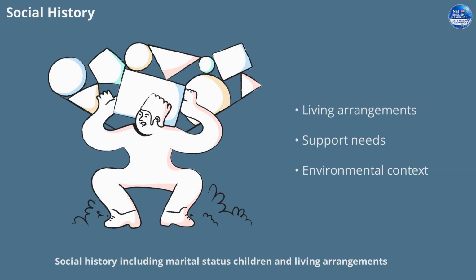Social history, including marital status, children, and living arrangements, should be included if it affects patient care. For example, the patient lives alone and requires additional support. Including social history helps the recipient understand the patient's environment and plan for necessary assistance.